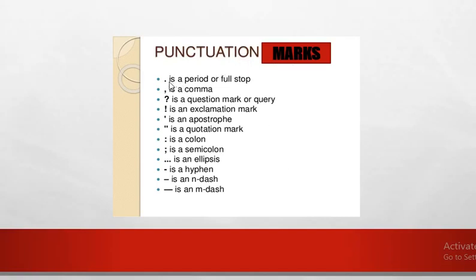Punctuation marks are full stop, or another name of full stop is period, comma, question mark, exclamation mark, apostrophe, quotation mark, colon, semicolon, ellipsis, hyphen, and dash. Dash are 2 types, en dash and em dash. Let us see how these marks function.